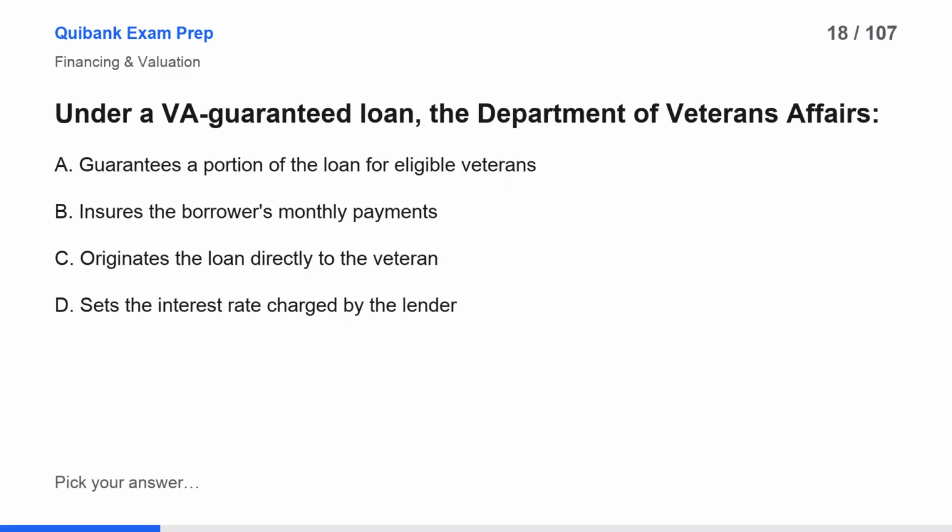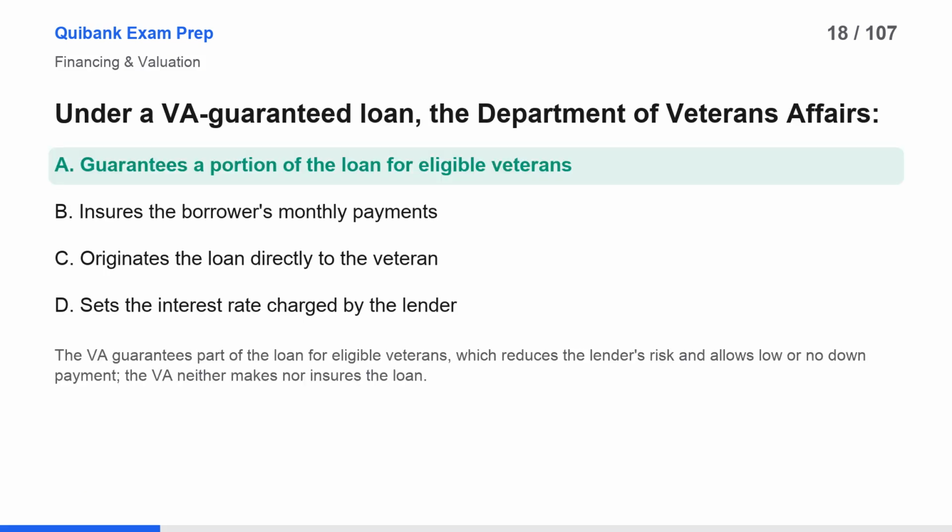Question 18. Under a VA-guaranteed loan, the Department of Veterans Affairs A. Guarantees a portion of the loan for eligible veterans. B. Insures the borrower's monthly payments. C. Originates the loan directly to the veteran. D. Sets the interest rate charged by the lender.